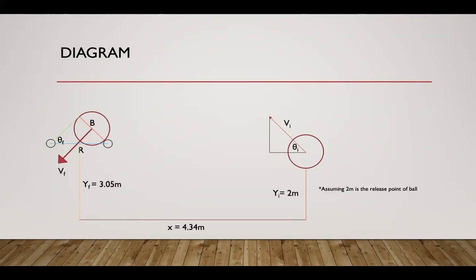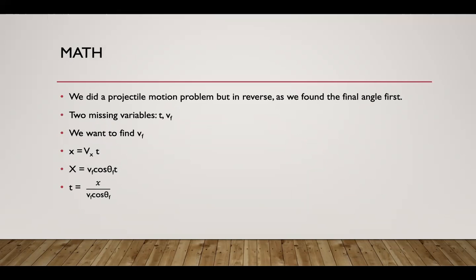In this diagram, we linked both the person shooting and the basketball entering the hoop. So the Y final is 3.05 meters, or 10 feet. The X is the range, which is 4.34, from the middle of the rim, not from the backboard, to the person shooting. And the Y initial is 2 meters, so that's where we're assuming the release point is. And VI and theta I are just the initial velocity and angle.